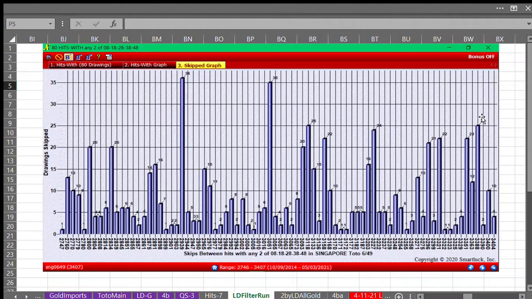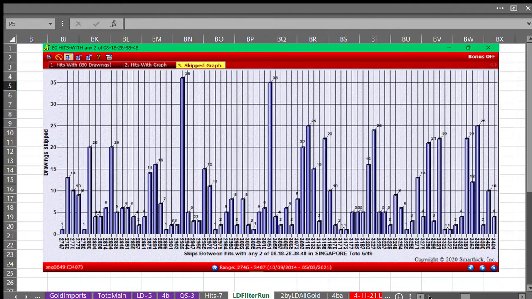So the skip zeros are not registering on this chart. All of these ones here should be zeros, and this 25 should be a 24. So if we look at the skips, we can verify that, because this 21, 22, 22, 25 will on the table show 20, 21, 21, 24, right? So 20, 21, 21, 24.